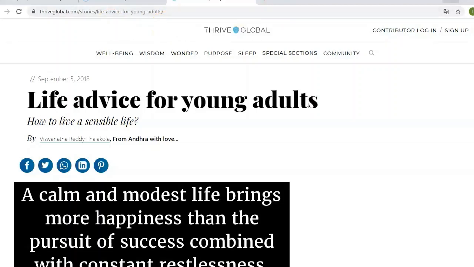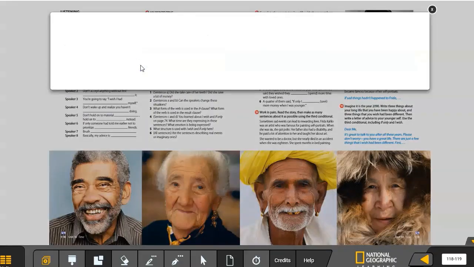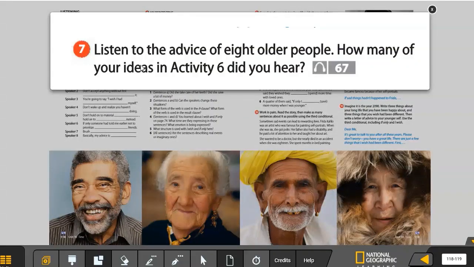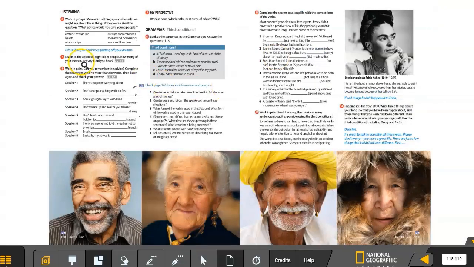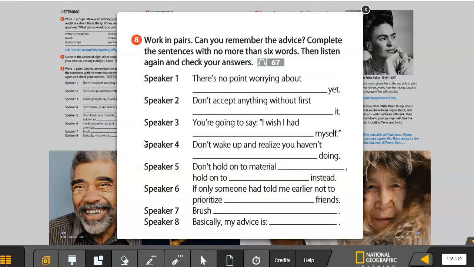So going back to the book, now that we have just discussed these questions, let's go to exercise number 7 and number 8. Exercise number 7 says: listen to the advice of 8 older people. How many of your ideas in activity 6 did you hear? After that, we are going to work on exercise number 8. It says, can you remember the advice? Complete the sentences with no more than 6 words. Then listen again and check your answers.